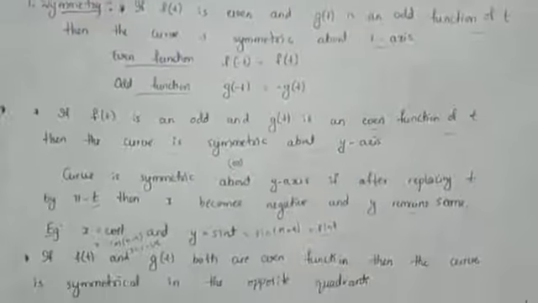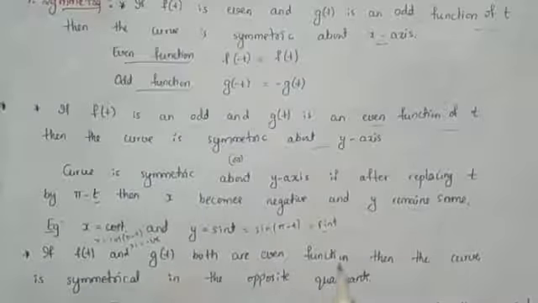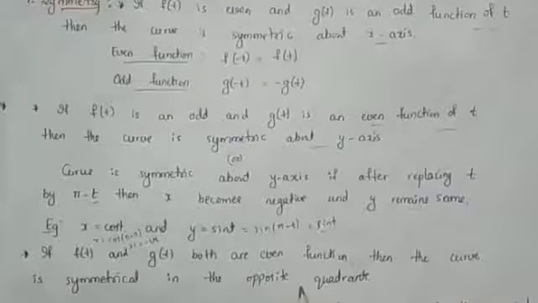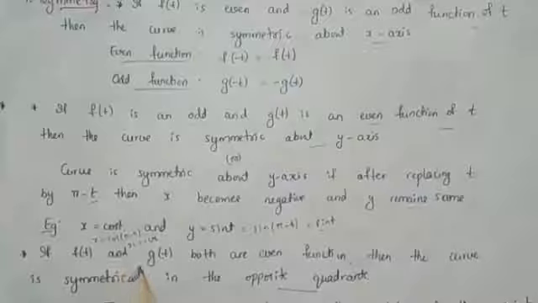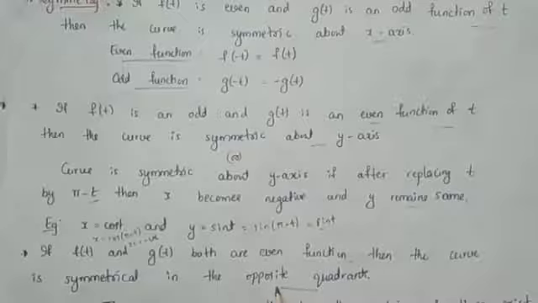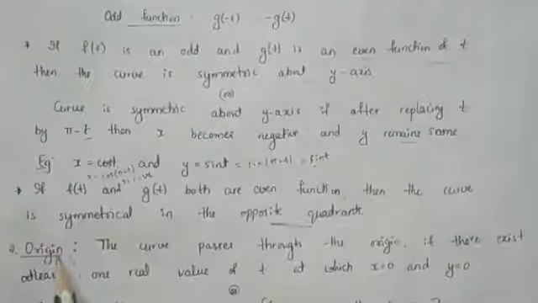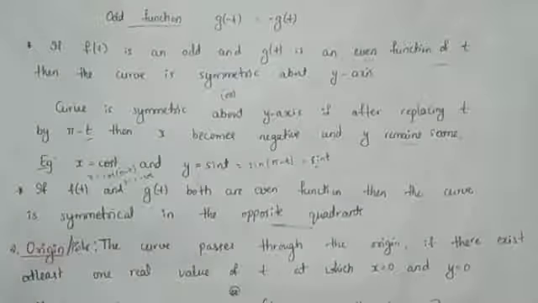Next point is, if f of t and g of t both are even functions, then the curve is symmetrical in the opposite quadrants. If both f of t and g of t are even functions of t, the curve is symmetric in the opposite quadrants. The next point is origin or pole. Pole is another word for the origin.